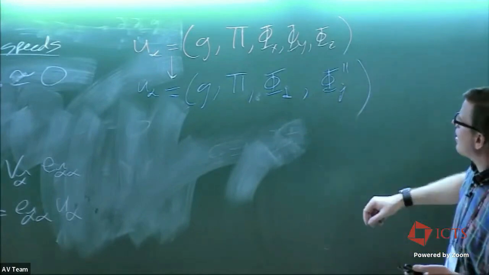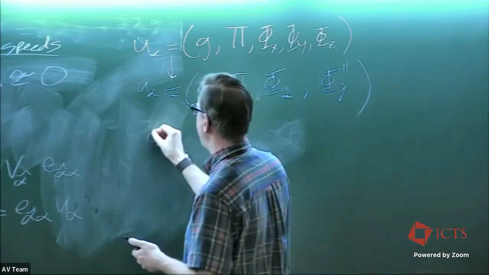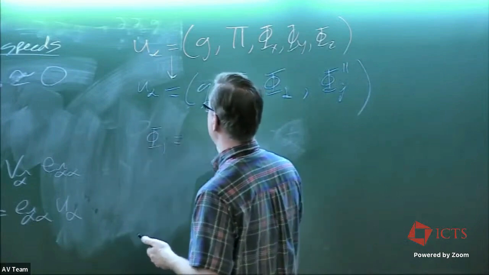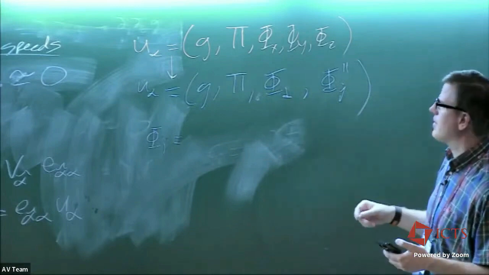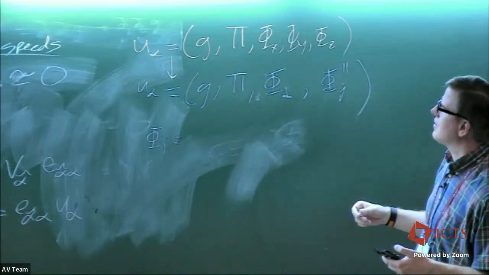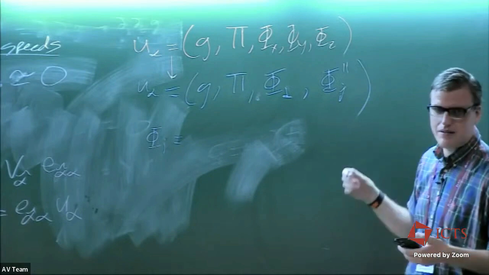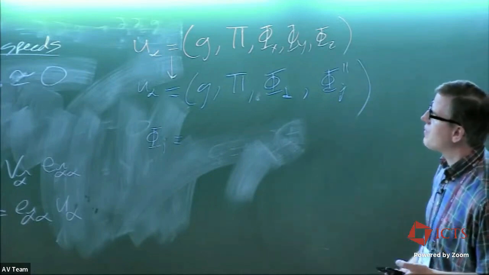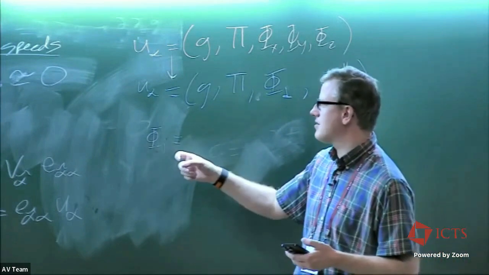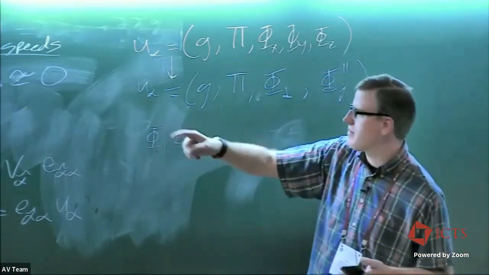So let's think how we can rewrite phi I in terms of a component normal to the boundary, and then a component parallel to the boundary. So if you want to find the component of phi sub I that's normal to the boundary, what would you do?